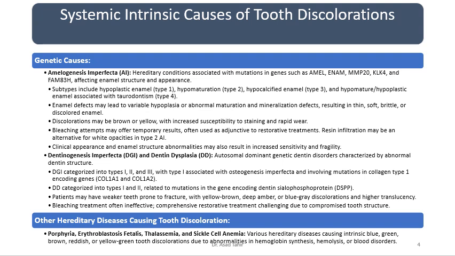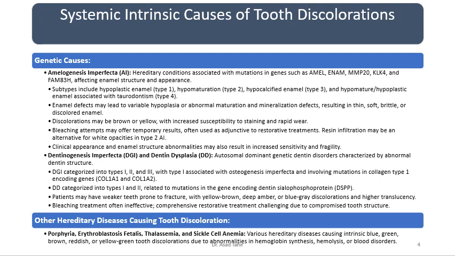Dentinogenesis imperfecta, DGI, and dentin dysplasia, DD, are autosomal dominant genetic dentin disorders characterized by abnormal dentin structure. DGI is categorized into types 1, 2, and 3, with type 1 associated with osteogenesis imperfecta and involving mutations in collagen type 1 encoding genes, COL1A1 and COL1A2. DD is categorized into types 1 and 2, related to mutations in the gene encoding dentin sialophosphoprotein, DSPP.